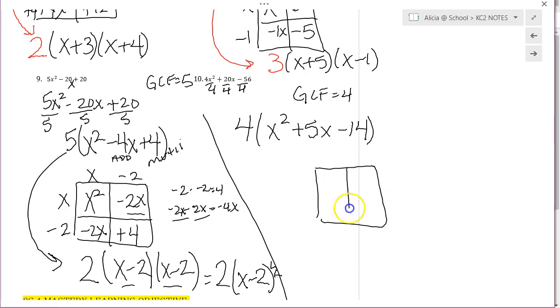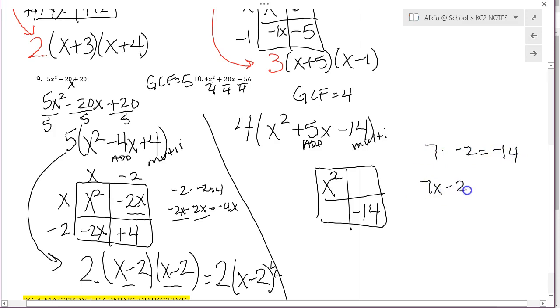My Punnett square box then. I'm going to place in my x squared. I'm going to place in my negative 14, which I know I'm going to be multiplying to. And then I have to add to 5. So if I'm multiplying to a negative, but I'm adding to a positive, that means I need opposite signs. And the bigger number has to be positive. So 7 times a negative 2 is a negative 14. And if I were to add these two together, positive 7 and a negative 2 is a positive 5x. These are my two terms I am plugging into my Punnett square box.